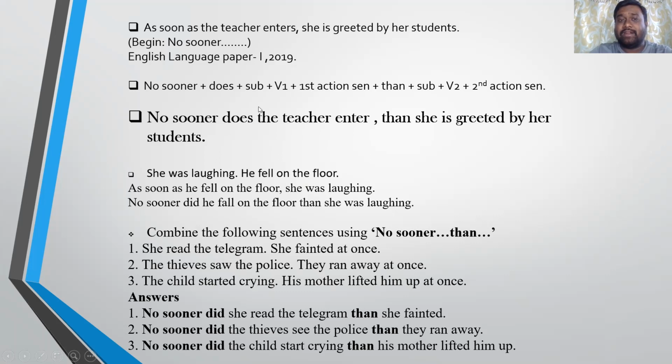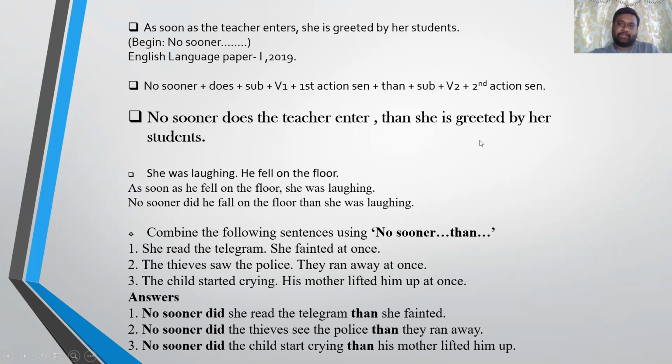See now here, does the teacher enter? So when you're writing does, it will be in V1 form. The enter is in which form? In V1 form. Okay, now this is the whole action sentence number one. And to add here, than is needed, and the subject is she here, and V2 is greeted, and thus the whole thing becomes action sentence two. So no sooner does the teacher enter than she is greeted by her student.